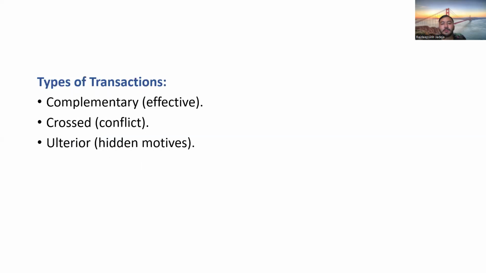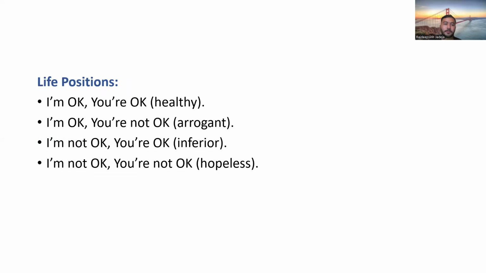Now, what are the types of transaction in this? There are complementary transactions, which can be effective. There are cross transactions, which can lead to conflict, and there are ulterior transactions, which include hidden motives. Through these transactional models, one can come to a conclusion about life position, like I am okay, you are okay. That is called a healthy mindset in life.